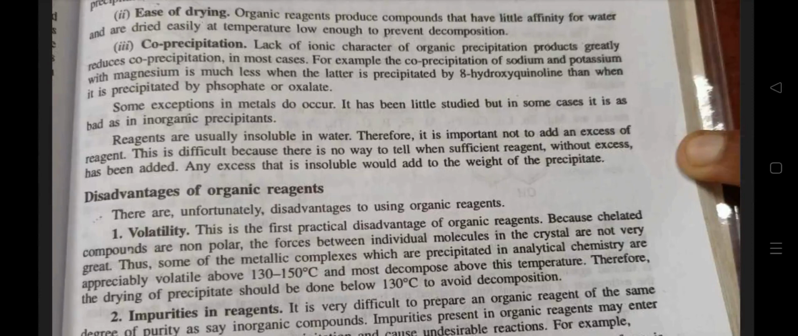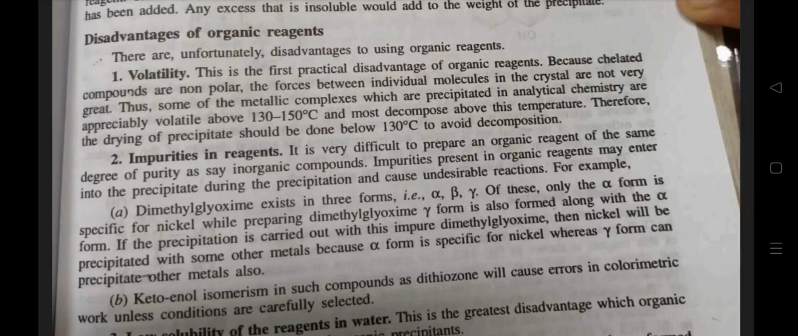Disadvantages of organic reagents. There are unfortunately disadvantages to using organic reagents. First, volatility. This is the first practical disadvantage of organic reagents because chelate compounds are non-polar. The forces between individual molecules in the crystal are not very great. Thus, some of the metallic complexes which are precipitated in analytical chemistry are appreciably volatile above 130 to 150 degrees Celsius and most decompose above this temperature. Therefore, the drying of precipitate should be done below 130 degrees Celsius to avoid decomposition.